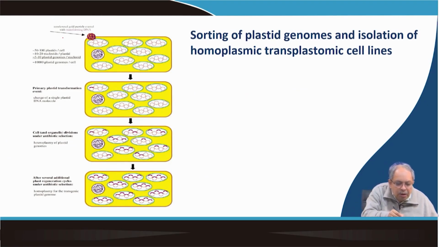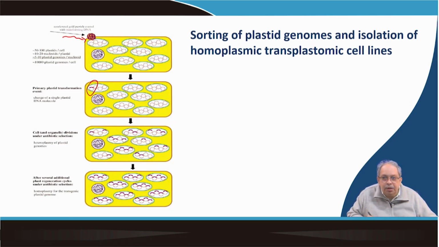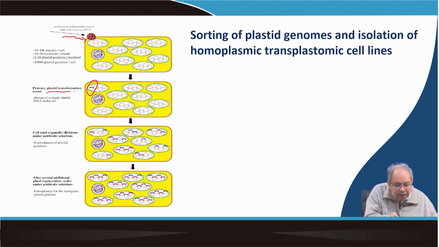This is how the tungsten or gold particle containing the gene of interest is inserted, and here you see that only one plastid, one DNA of one plastid, received the gene. So, that is the primary plastid transformation event.